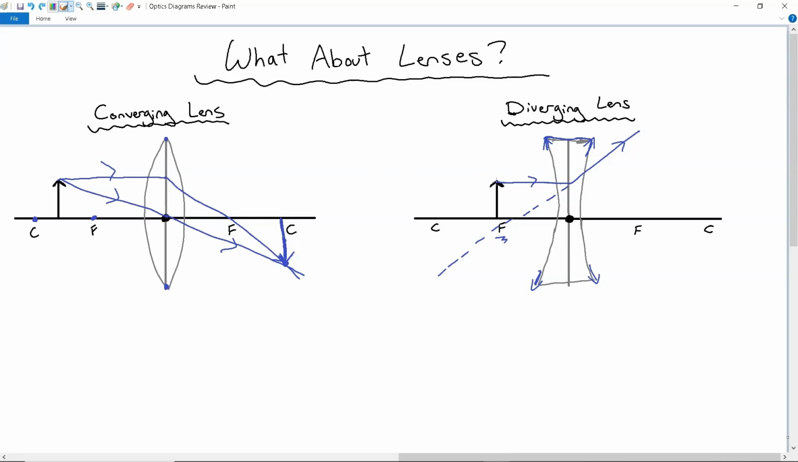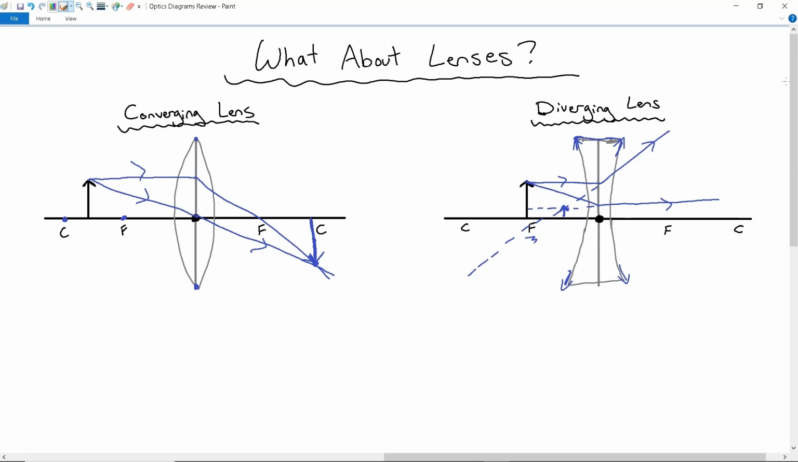Our second ray is going to travel trying to get to F on the other side. But as it hits the middle of the lens, it bends out to be parallel to the principal axis. And then here we can extend our ray backwards. And we should get a virtual image converging at a point. But we're not done yet.